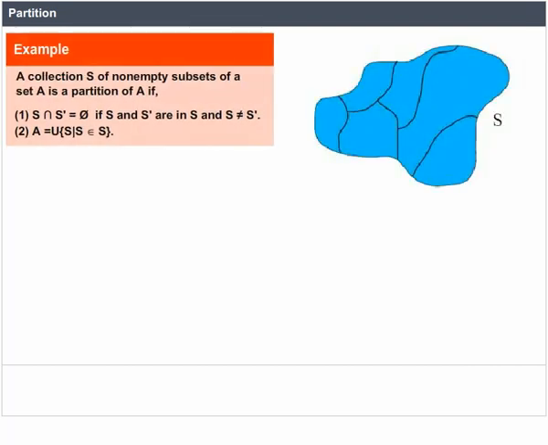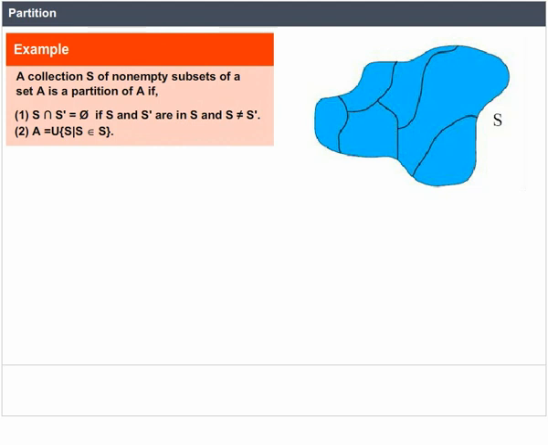Partition. A collection S of non-empty subsets of a set A is a partition of A if number 1, S intersection S dash equal empty set, if S and S dash are in the collection and S not equal to S dash. Number 2, A equal the union of S such that S belongs to the collection.